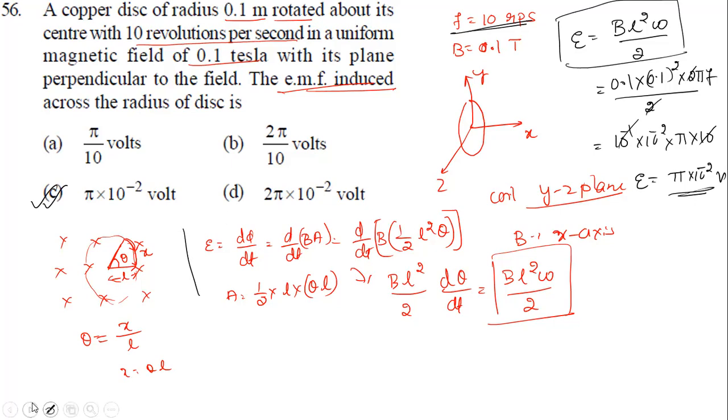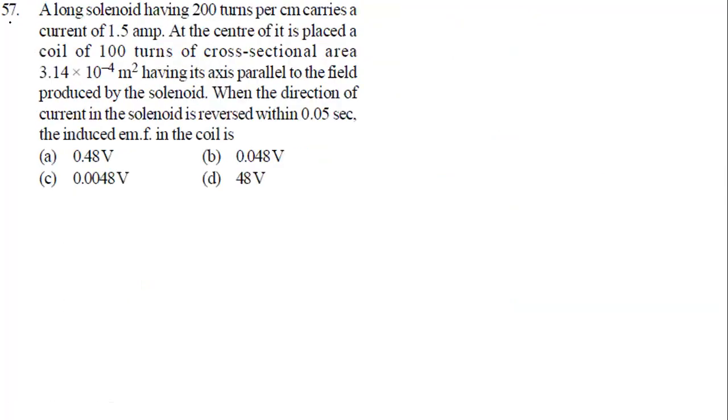Yes. Let's take question number 57 now. A long solenoid having 200 turns per centimeter carries a current of 1.5 ampere. As the solenoid is there, it is going to produce a magnetic field. How much magnetic field is it going to produce? Let us find out. B equal to mu naught n times I. That is the magnetic field produced by either a solenoid or a toroid, both cases the same formula.